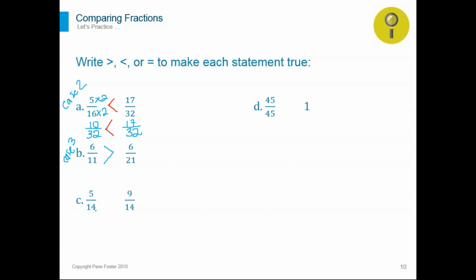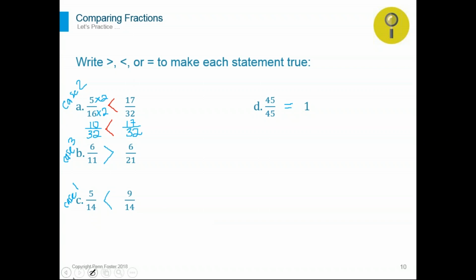Number C, 5 over 14 and 9 over 14, that is case number 1, straightforward. Compare the numerators since the denominators are the same. 5 over 14, 9 over 14, the 9 is greater. Then I can say 5 over 14 is less than 9 over 14. Number D, 45 over 45 is what to 1? We know that a part of a whole, if the part on the top is the same as the whole, that means I'm going to eat the whole pizza. If I cut my pizza into 6 pieces and I eat all 6 pieces, 6 over 6 is 1. So that would be equal to 1.